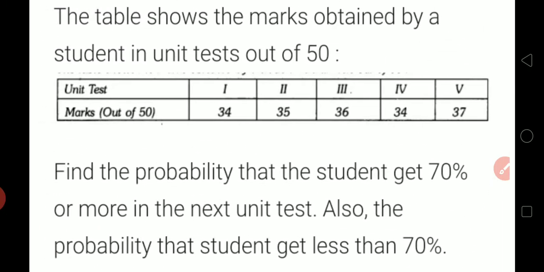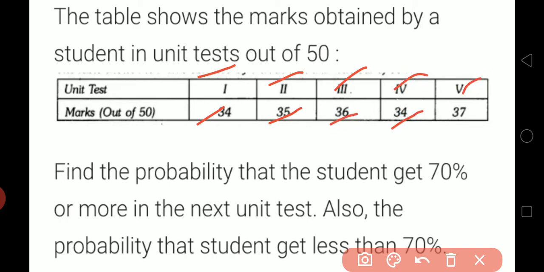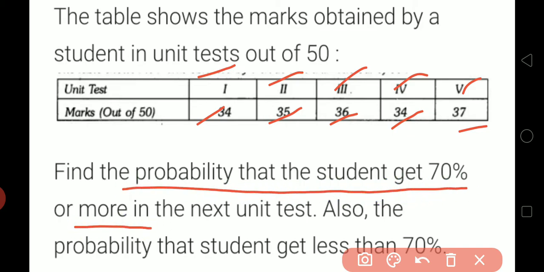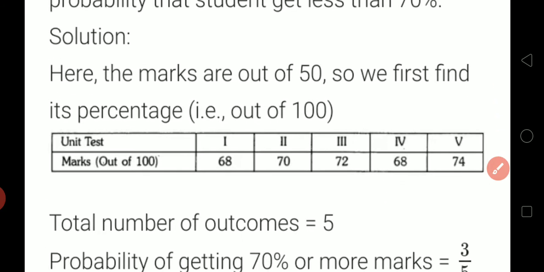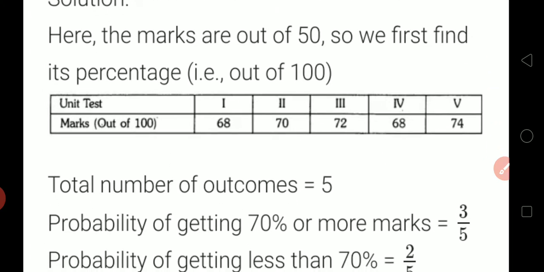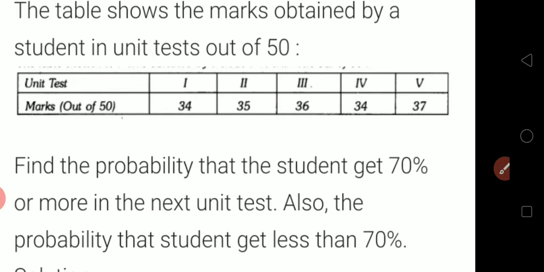So you can see here the table shows the marks obtained by the students in unit tests out of 50. In the first unit test, marks obtained out of 50 is 34. Test 2 marks obtained 35, test 3 is 36, test 4 is 34, and the 5th is 37 marks out of 50. So find the probability that the student gets 70% or more in the next unit test. Also the probability that the student gets less than 70%. Okay. So here you can see that we have been given this table.